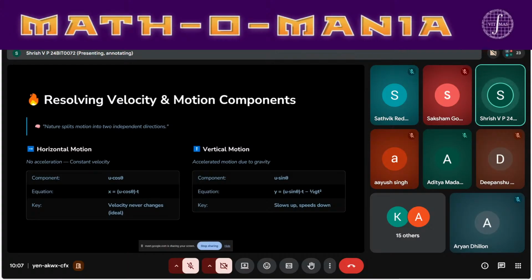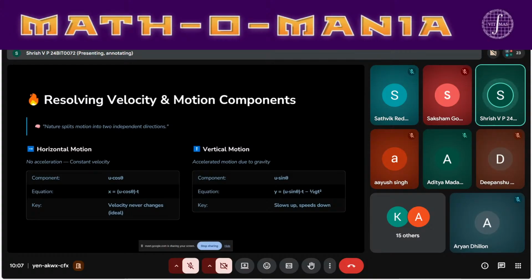First, we look at the horizontal motion separately. In the horizontal direction, there's no force acting in our ideal case, which means there is no acceleration. No acceleration means the velocity remains constant. So the horizontal velocity is simply the initial velocity multiplied by cos theta, and this value never changes during the motion. So horizontally, the projectile keeps moving forward at a constant speed.